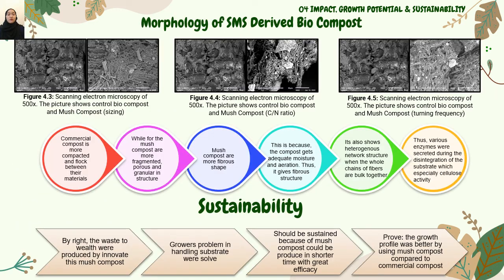Next we move to morphology characterization, which shows the scanning electron microscopy image of commercial compost and mush compost. If we observe, the commercial compost is more compacted and flocked between its materials, while the mush compost is more fragmented, porous and granular in structure, and fibrous in shape. This is because the compost gets adequate moisture and aeration, thus it gives a fibrous structure.